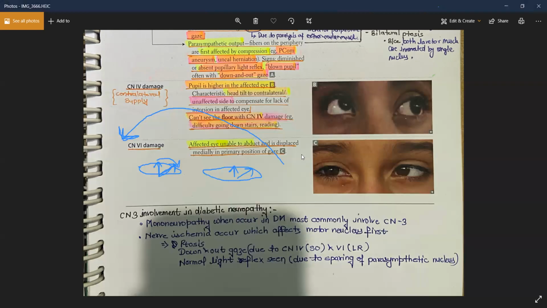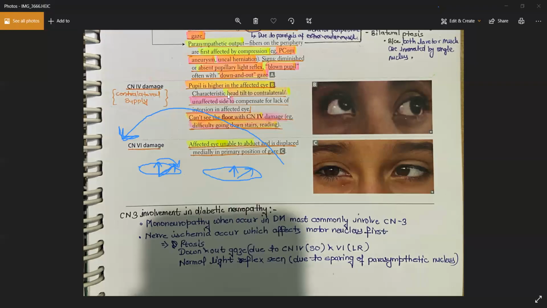Okay, there was a confusion. The superior oblique will cause the intorsion, not the extorsion. You guys can hear me? Yes. So the superior oblique will cause the intorsion, and the inferior oblique will cause the extorsion.